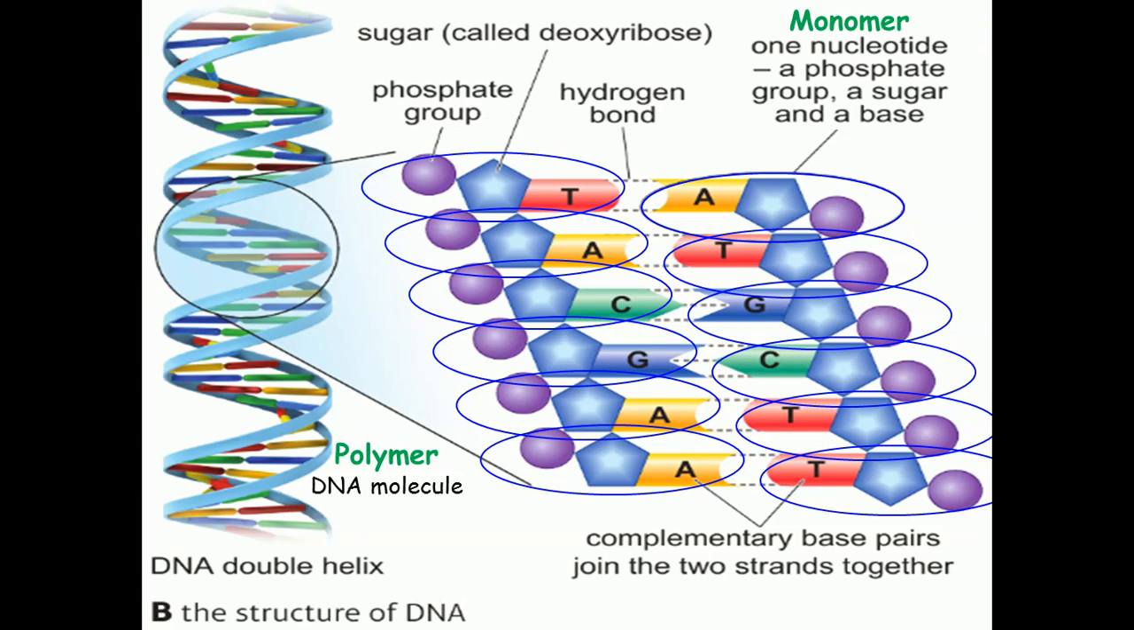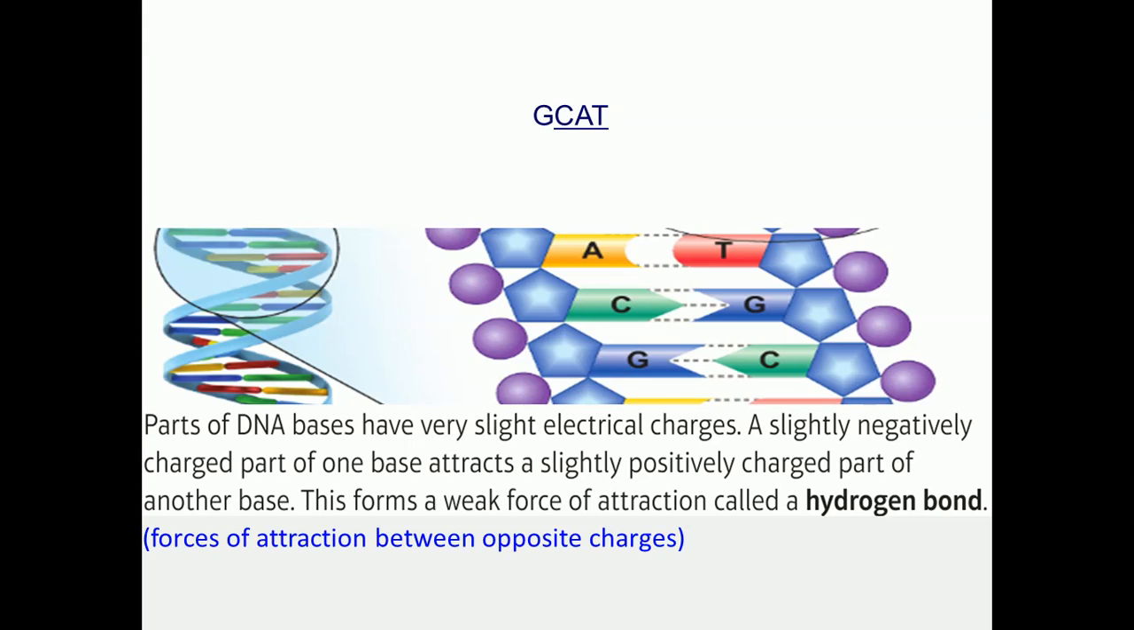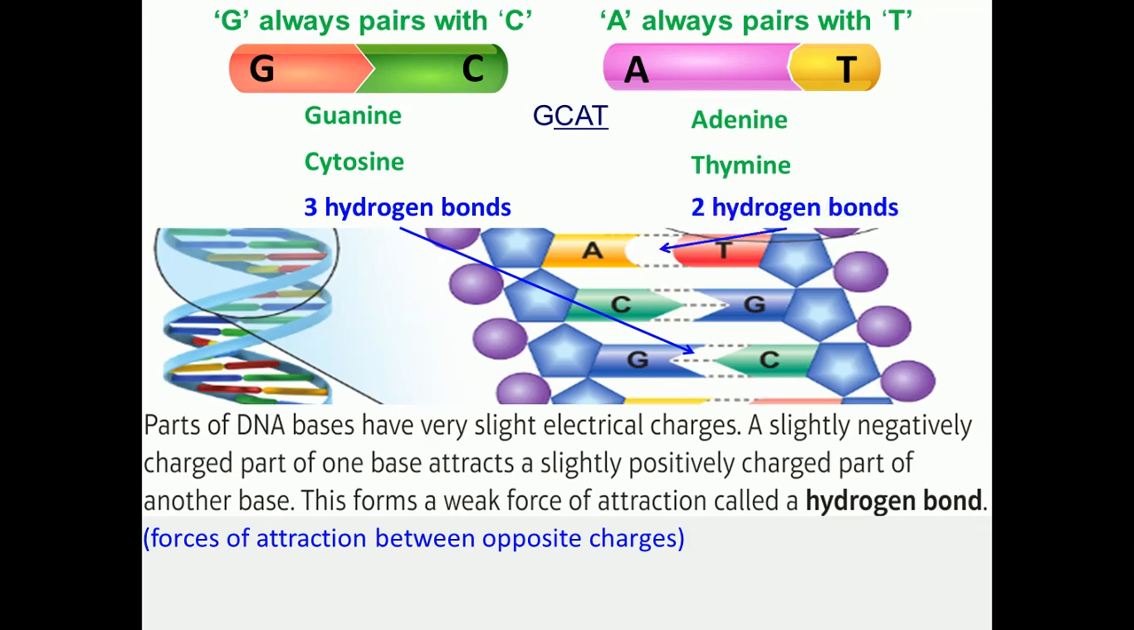And then the two strands are held together by complementary base pairs, which have hydrogen bonds between them. These hydrogen bonds are forces of attraction between opposite charges in the bases. Using the acronym GCAT, guanine complementary base pairs with cytosine, and they have 3 hydrogen bonds between them. And then adenine and thymine have 2 hydrogen bonds.